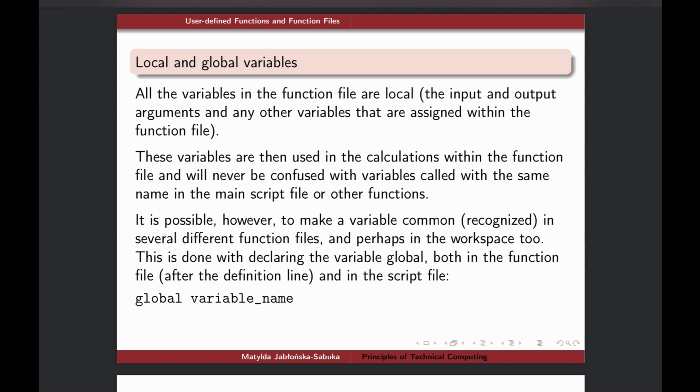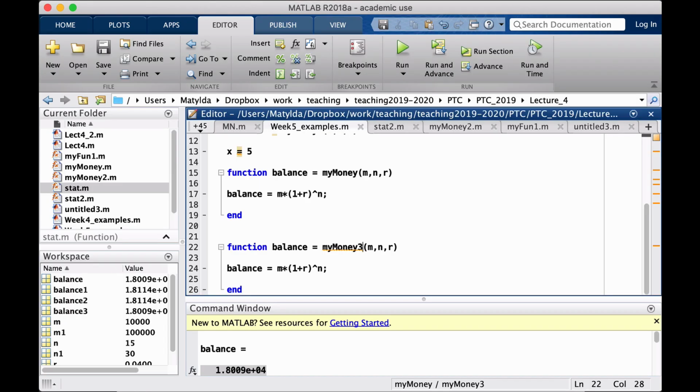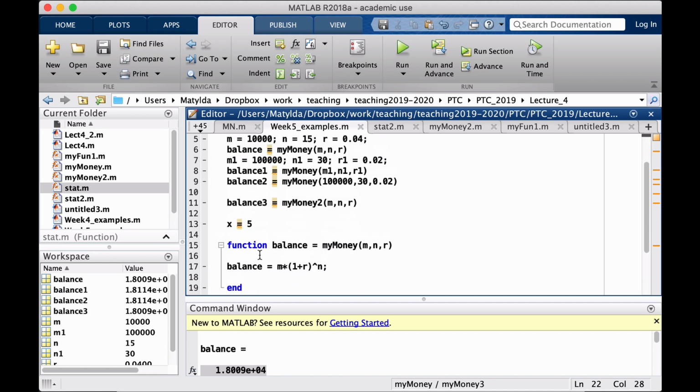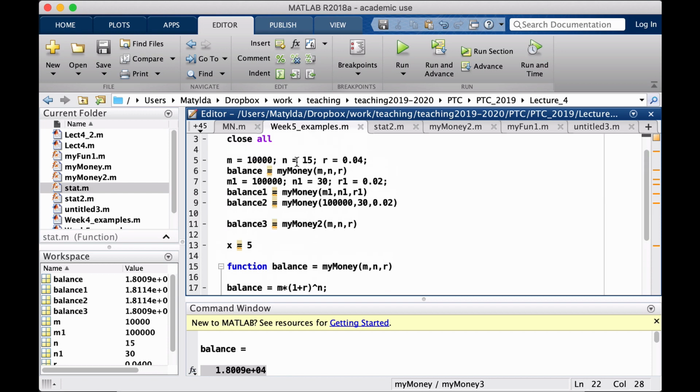One last comment as general information for functions is that variables in functions are by default local. So that means, let's jump directly into the code and explain what it means. For instance, in this function, whatever is in here, so m, r, n, and even this balance name are local. It means that they are not being seen outside.